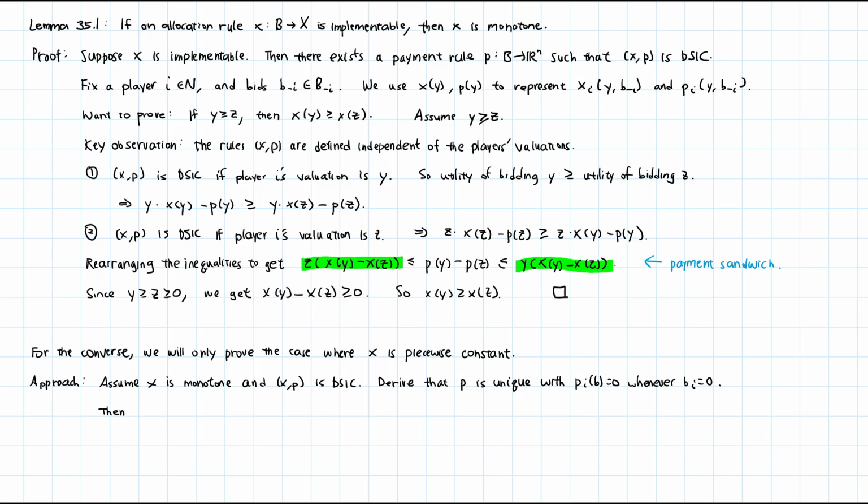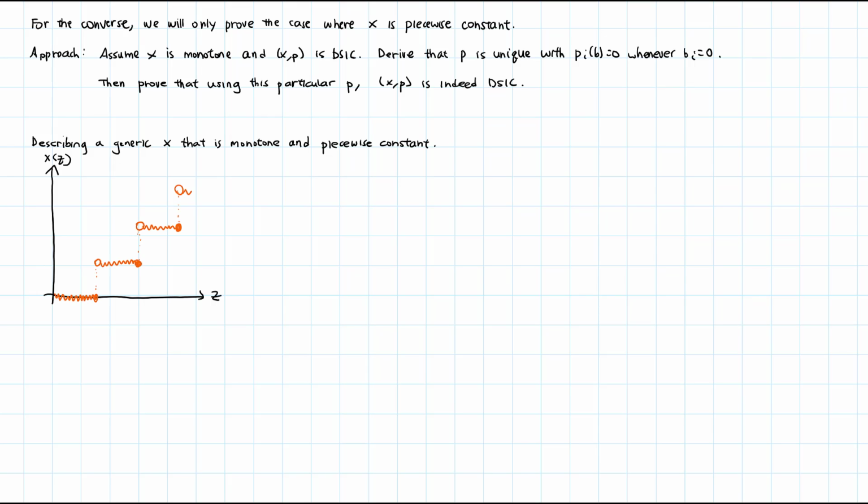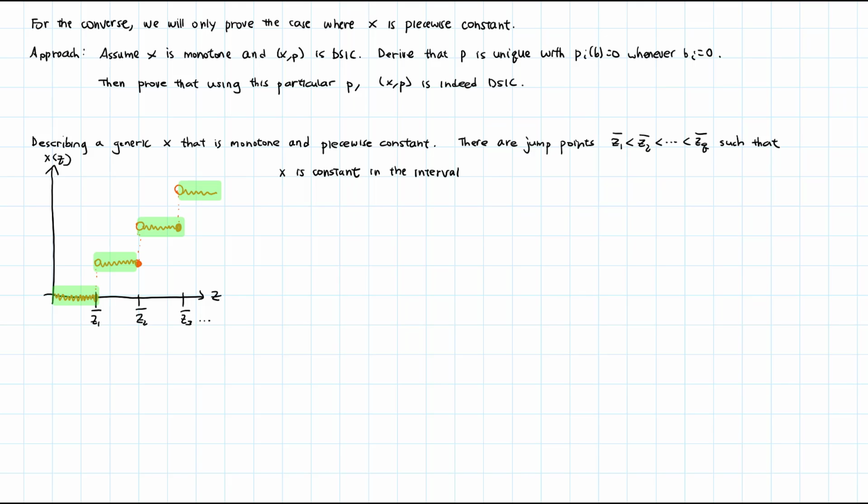We then have to prove that using this particular payment rule, (x, p) is indeed DSIC. Since we will be proving this for the case where x is piecewise constant, we will now describe a generic x that is both monotone and piecewise constant. The graph will look something like this. We see that there are some jump points along the way. z1 bar, z2 bar, all the way up to zq bar in this order, such that x is constant in the intervals between the z's, from 0 to z1 bar, z1 to z2 bar, etc.